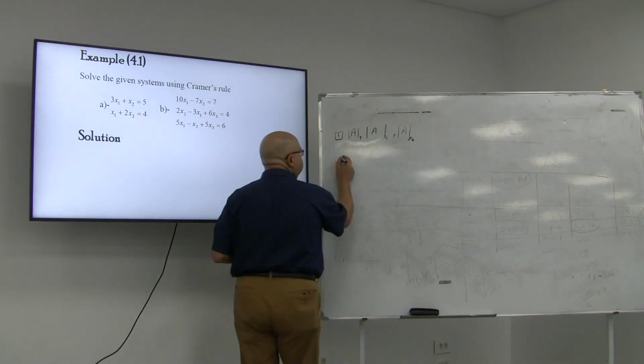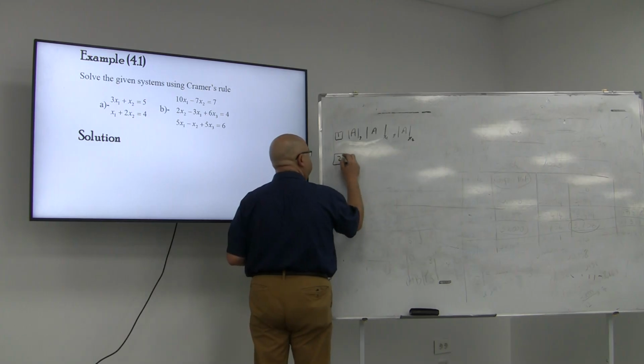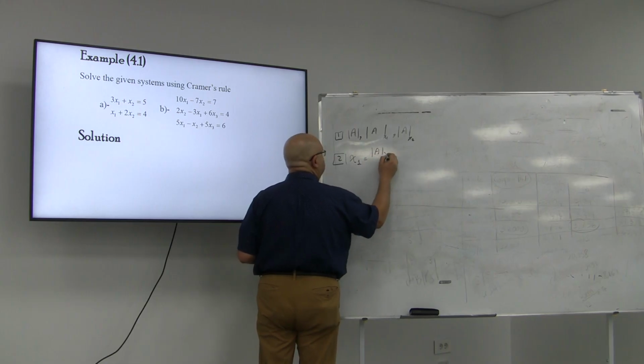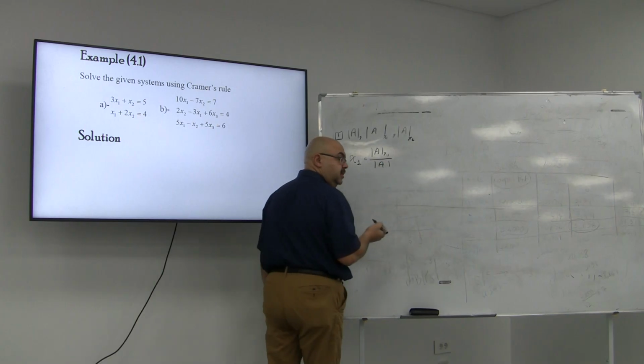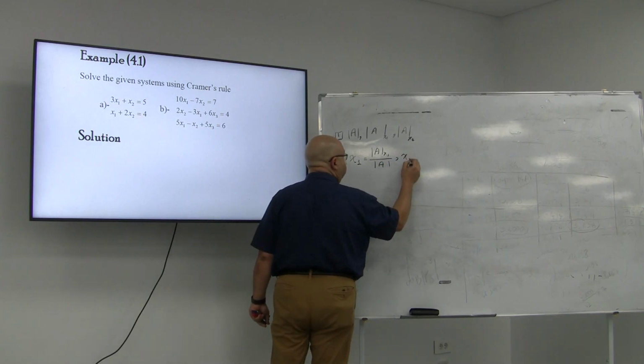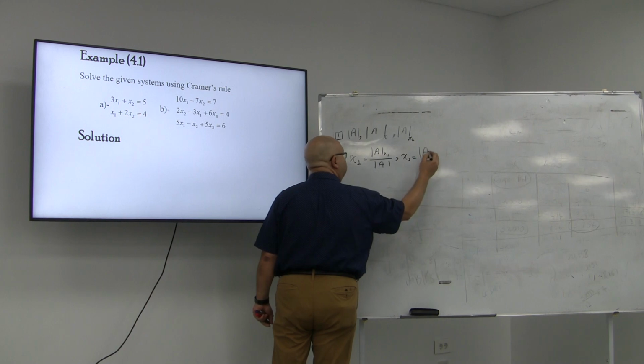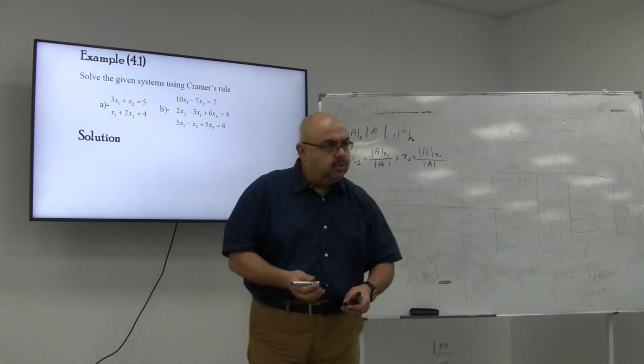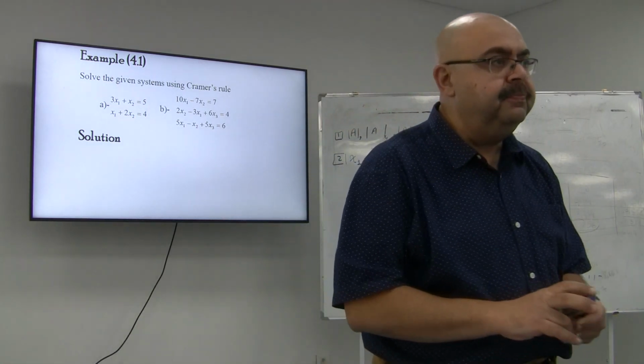The second step is really very simple. All you have to do to get the value of x1 is to take the determinant of x1 divided by the coefficient matrix determinant. In a similar manner, for x2, you will have to get the determinant of x2 divided by the determinant of the coefficient matrix. You are all set. 2 steps. It's very simple.